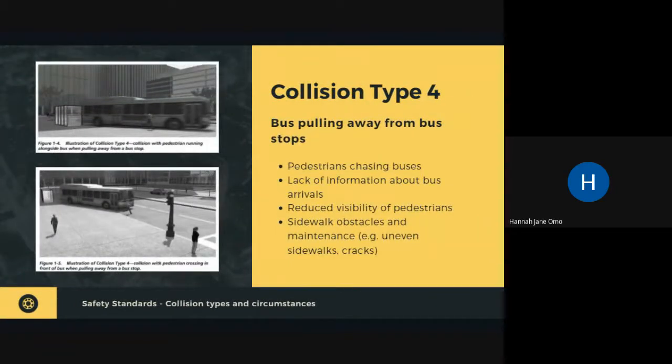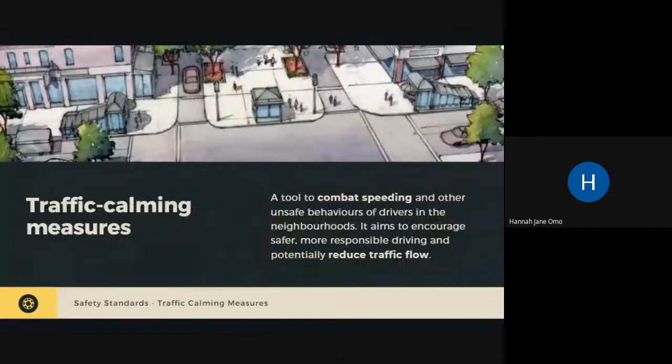Fourth type of collision is bus pulling away from bus stops. This may be caused by pedestrians chasing buses or lack of information about bus arrivals, reduced visibility also of pedestrians, and sidewalk obstacles and maintenance. Next slide, please.